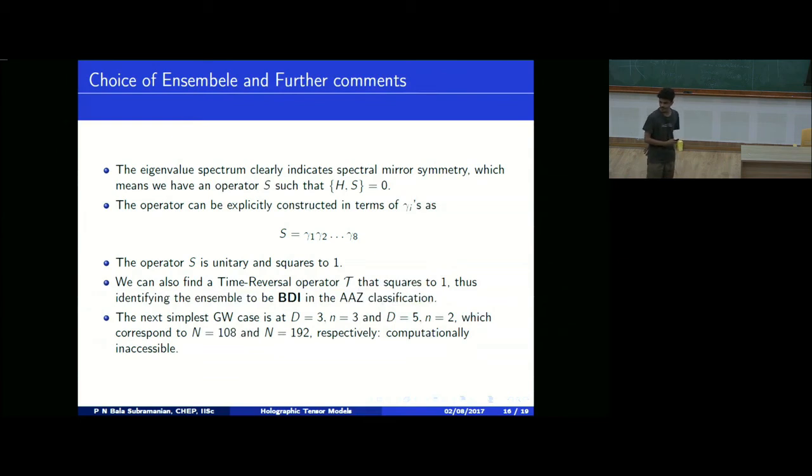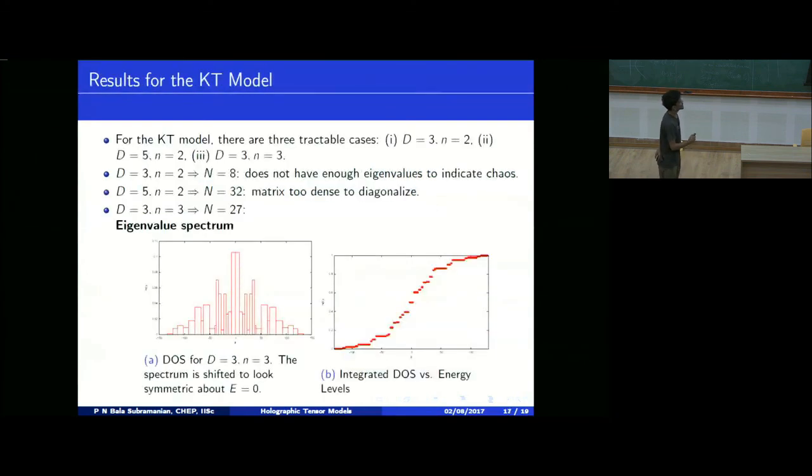So why are you doing GW and not KT? KT has been done by Chetan, Pawan, and I'm coming to the results of that. You can split it into levels and possibly diagonalize part by part. Now I'll just mention the results for the Klebanov-Tarnopolsky model. Here there are 3 tractable cases. The first one is D equals 3, N equals 2, then D equals 5, N equals 2, and D equals 3, N equals 3.